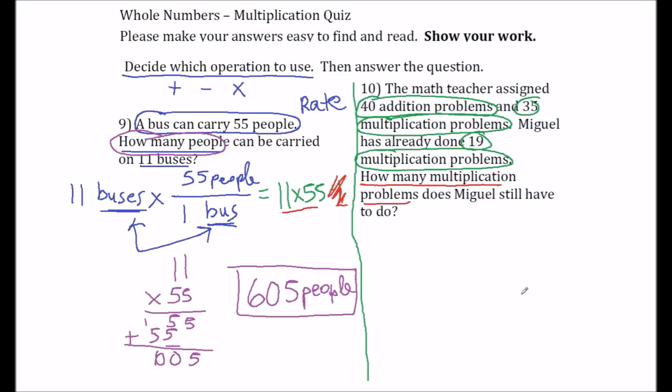So I'm thinking I don't care about the 40 addition problems. The question asks about multiplication problems only. So the 35 multiplication problems and the 19 multiplication problems, that's what we're going to have.